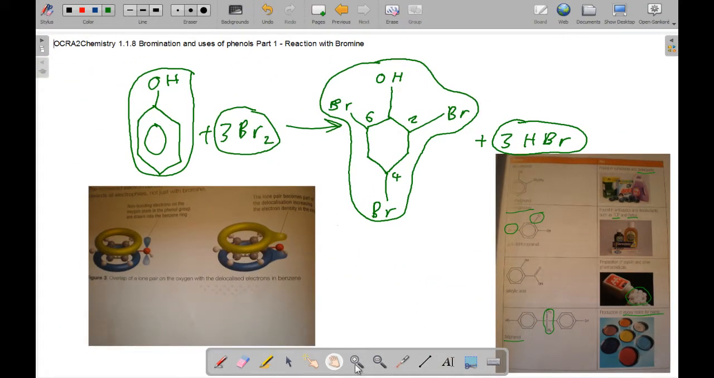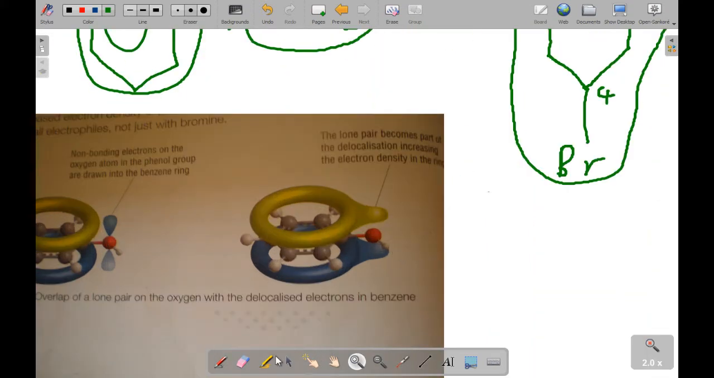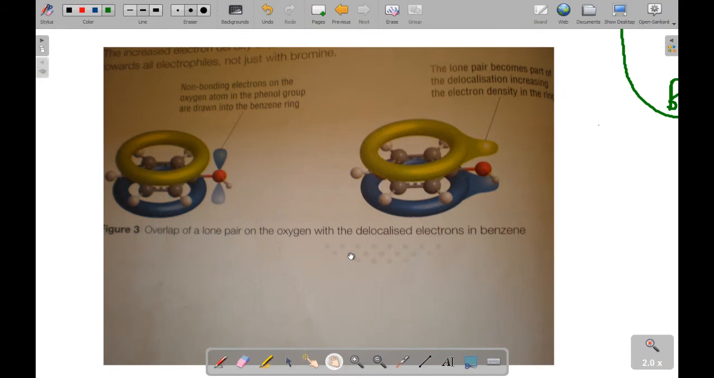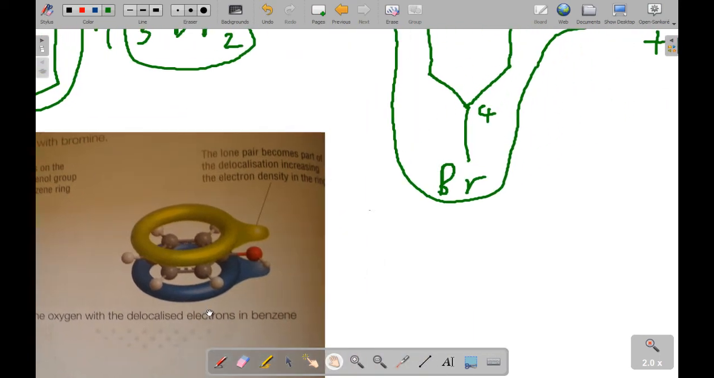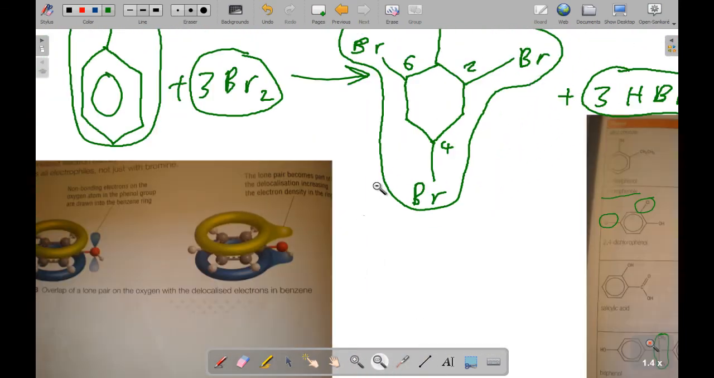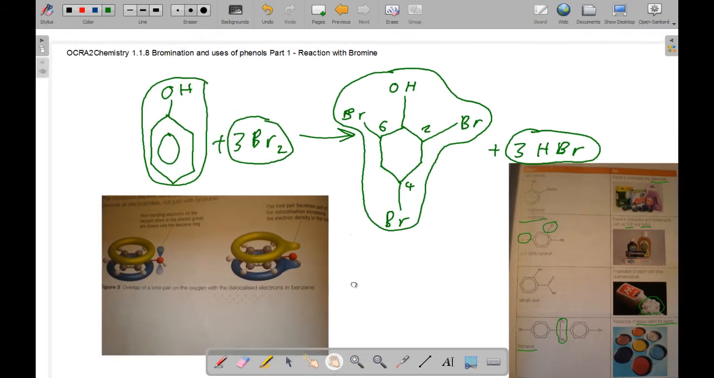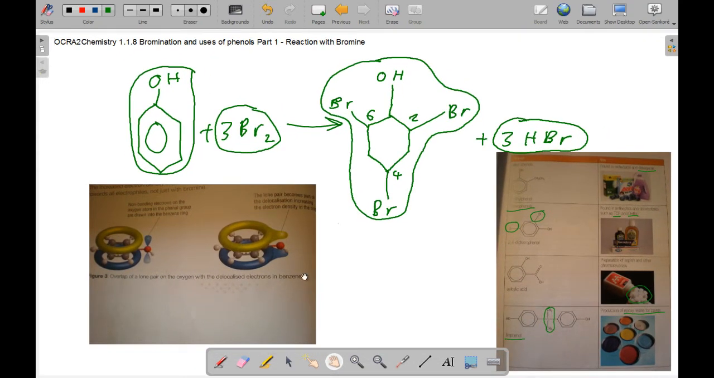One final thing to appreciate is the delocalization of the benzene ring being changed again. So the non-bonding electrons of the oxygen atom in the phenol group are drawn into the benzene ring, and the lone pair in the oxygen overlaps with the delocalized electrons in benzene in order for this all to happen. So this could also happen with oxygen, not just with bromine. So it's nice to appreciate that, and I hope you found this tutorial useful.